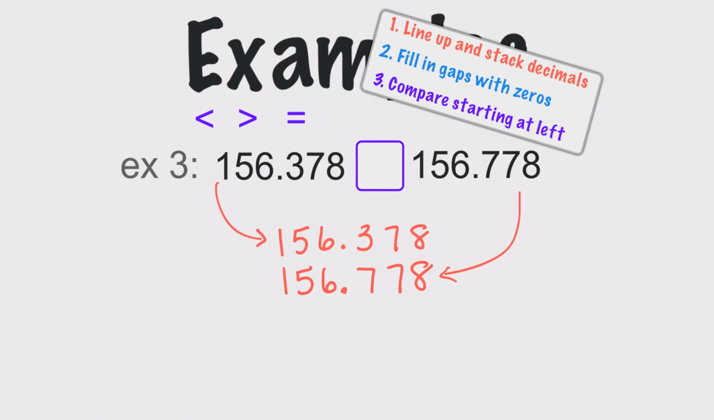Step 1 was line up the numbers, stacking the decimals. Step 2 said fill in gaps with zeros, but we didn't have any this time. Step 3, compare starting at the left. The hundreds place was equal though, so we moved over, and the tens place was equal. We moved over again, and the ones place was equal too. Finally, we found the 7 was greater, which told us that entire number was greater. That means the symbol goes that direction.